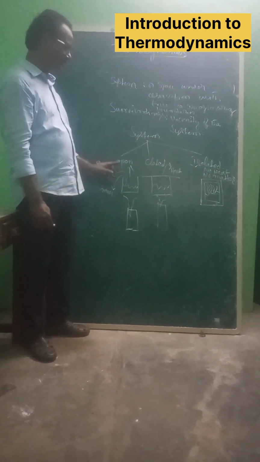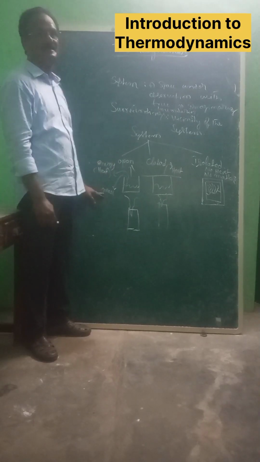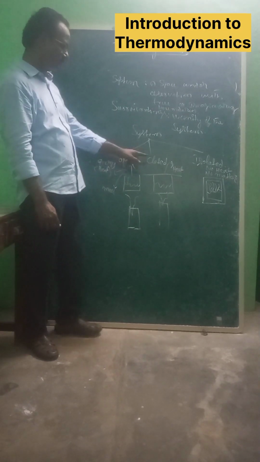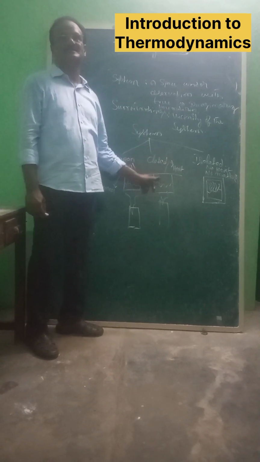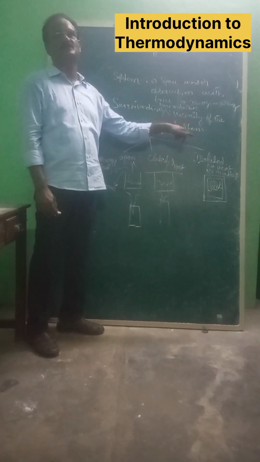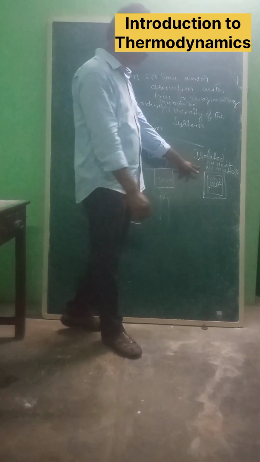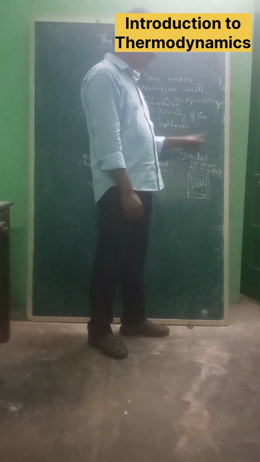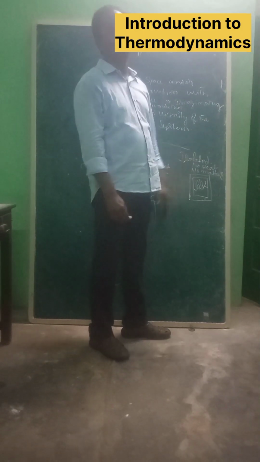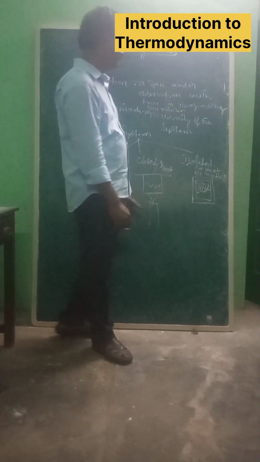Open system. In open system, energy and mass will transfer into the surroundings. Closed system. In closed system, only heat or energy will transfer into the surroundings. No matter will transfer. When you consider isolated system, no heat will transfer and no matter will transfer. So that is about system.